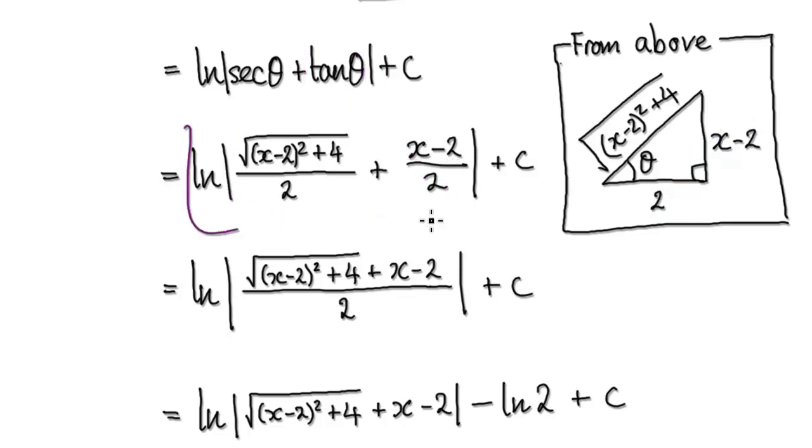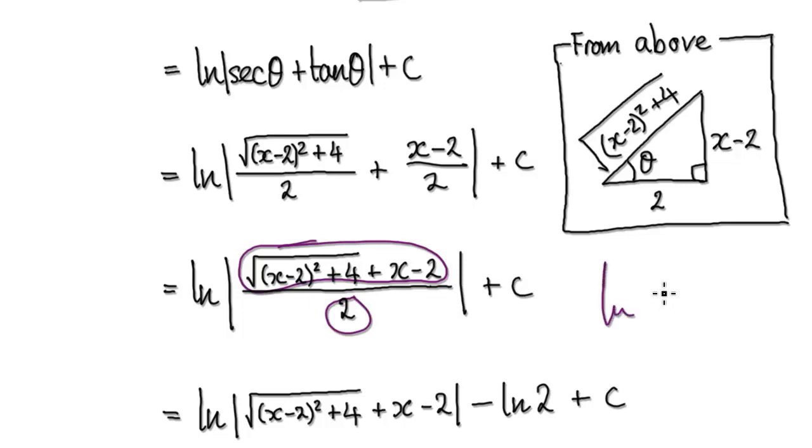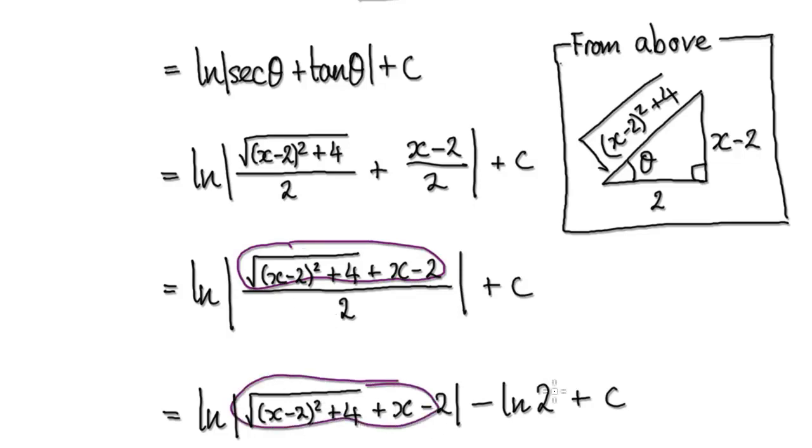Now this is our final answer, but we want to tidy this up. Same denominator, merge the two fractions together. That will then give you this. And then you've got one thing divided by another. So natural log of a over b equals natural log of a minus natural log of b. So that would then give you this. That would be natural log of the numerator, take away natural log of the denominator.